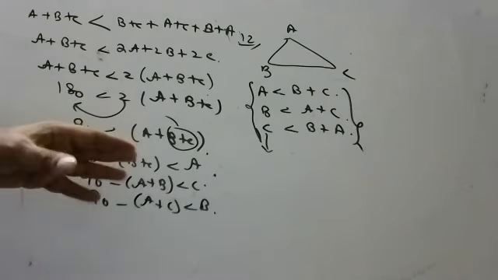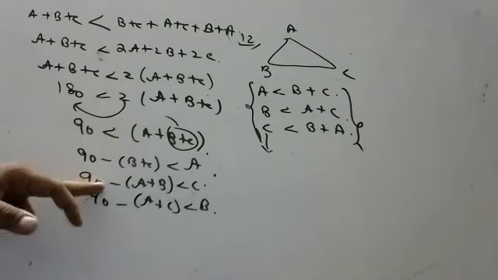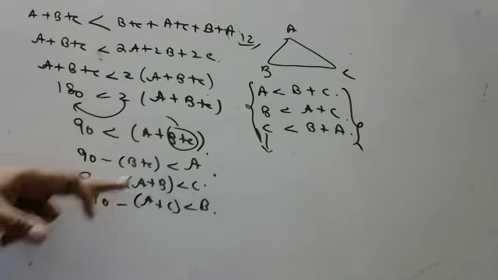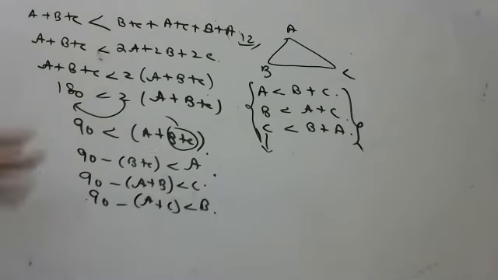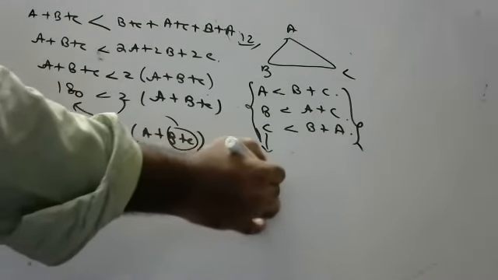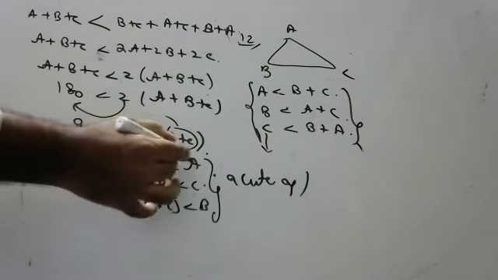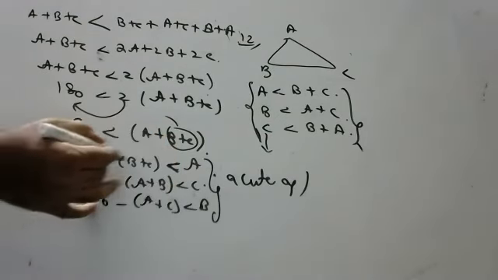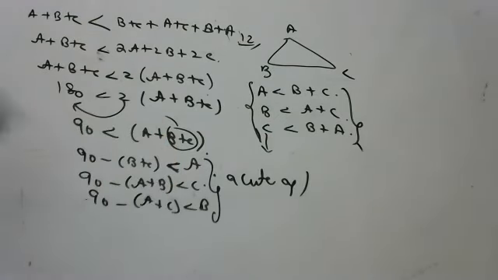If you remove something from 90, then you are getting A. 90 minus something, you are getting C. 90 minus something, you are getting B. Means each angle is less than 90. So on the whole, you have to show like this. Because each angle you are getting by subtracting something from 90, they are less than 90 degrees. So it is an acute angle.